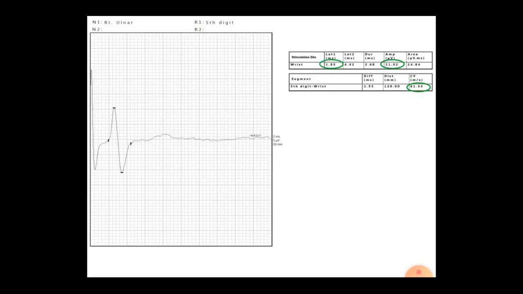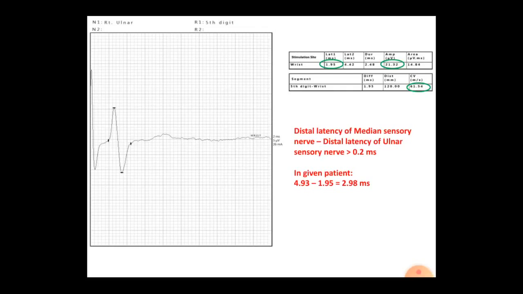Now we have to prove the ulnar nerve is also normal here, because if the ulnar nerve is also affected, it is not carpal tunnel syndrome, it is a case of polyneuropathy. So here again the difference will have some role. Why? Because median is affected, ulnar is normal, so this difference will always be more. For this sensory nerve conduction study, what is the difference that is allowed? The distal latency of the median sensory nerve minus the distal latency of the ulnar sensory nerve should normally be less than 0.2 millisecond, but for carpal tunnel syndrome it should be more than 0.2 millisecond.